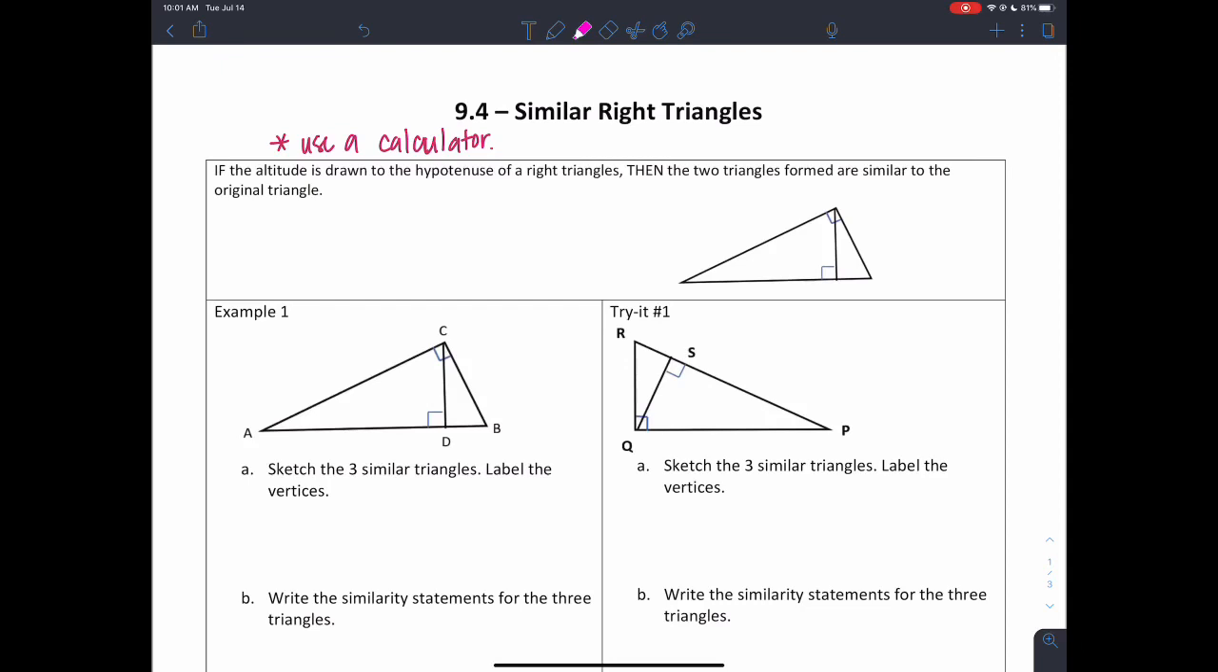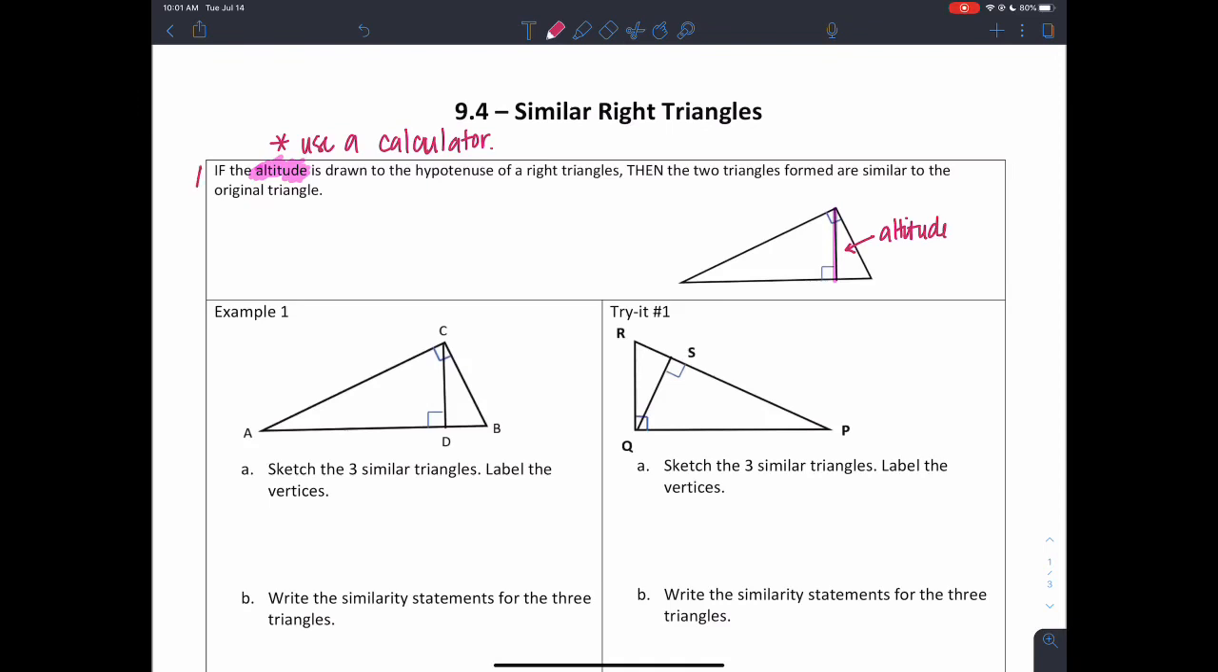So in this lesson, we will be working with an altitude. An altitude takes a big right triangle, starts at that right angle, and is drawn towards the hypotenuse. And as you can see, it cuts the triangle into two pieces. Not necessarily in half, but two pieces.